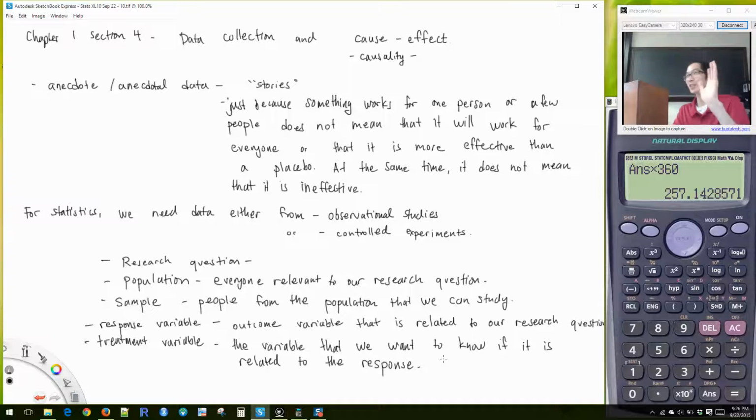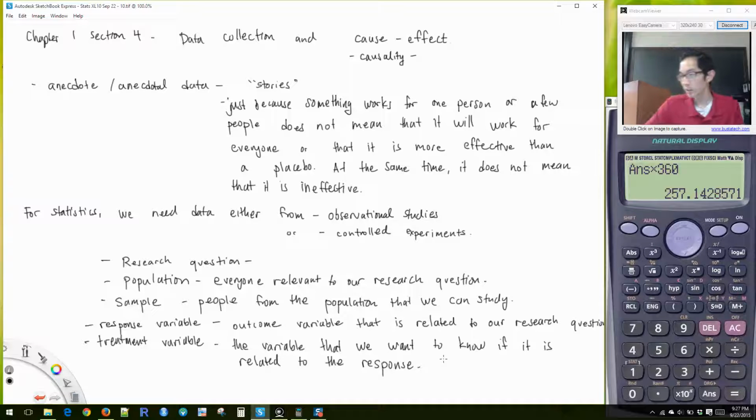Okay, whether someone takes the drug or not, we want to know if that has an effect on blood sugar. Whether a kid drinks milk or not, does that have an effect on how tall they grow? Okay, these are the types of things that we're trying to answer with data, and we parse the answer with statistics.